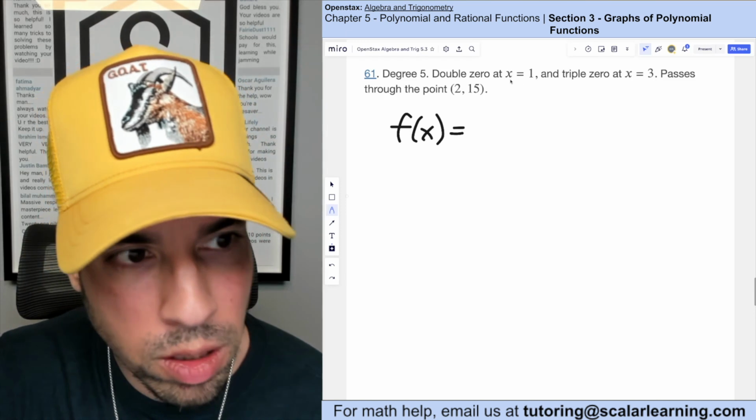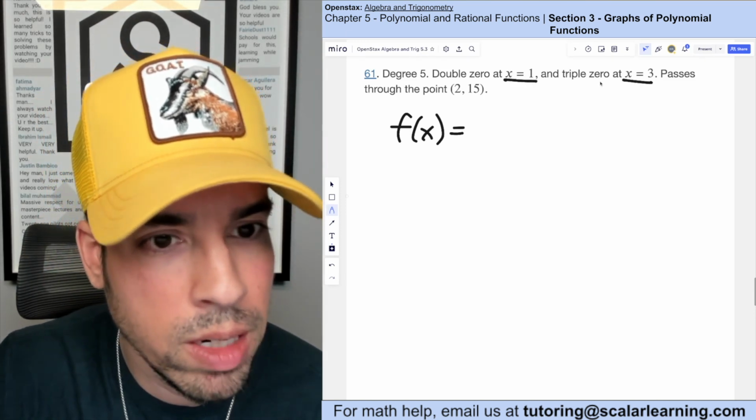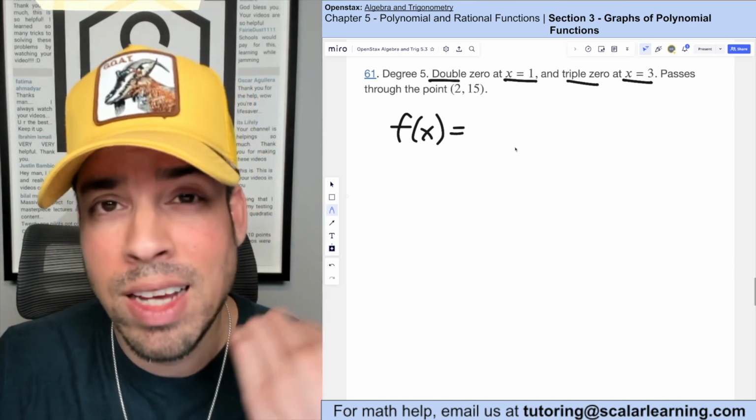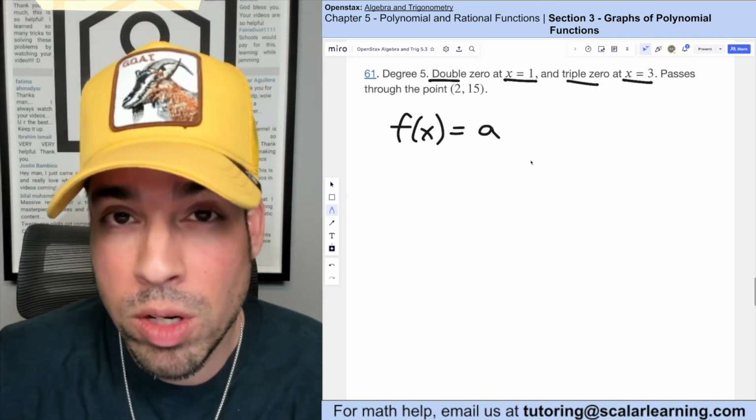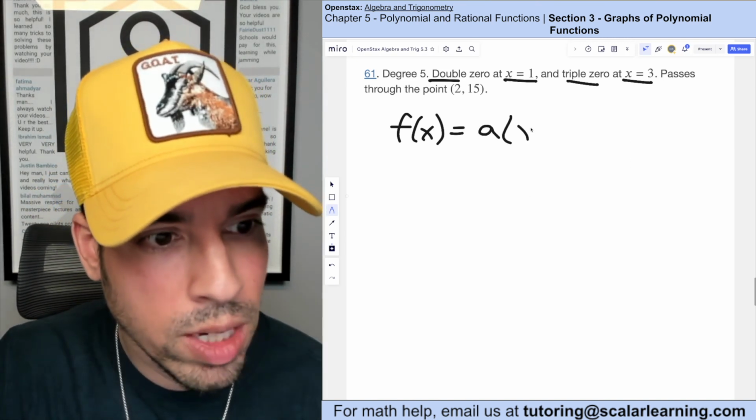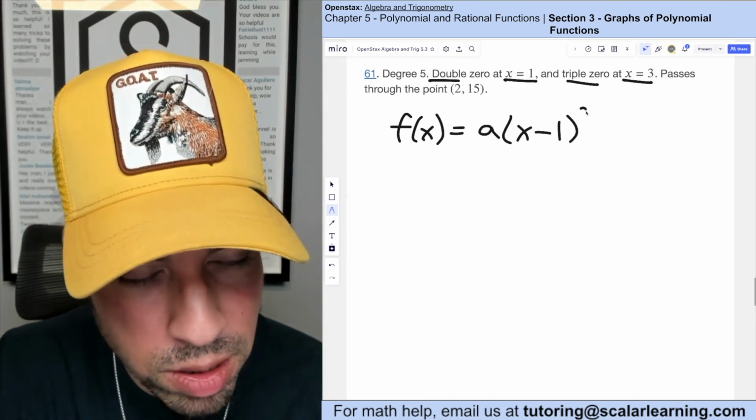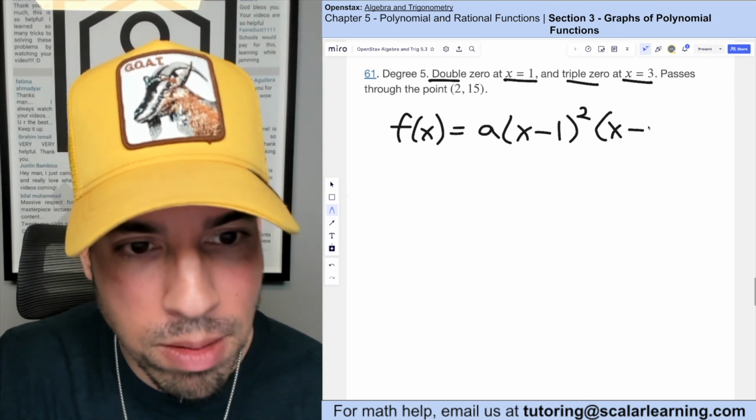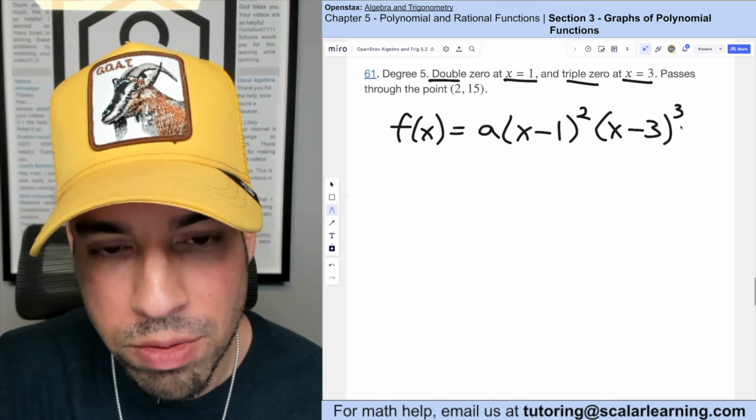So for this one, we're going to start and look at these zeros. So I got 1 at 1, 1 at 3, and they're saying it's a double zero here and a triple zero here. That's going to relate to the multiplicity. So again, we have a constant that we don't know what it is, an a value. Then we got our x minus 1. They said that's a double zero. That means a multiplicity of 2 or an exponent of 2. And a triple zero at x minus 3, right? We take that 0, we subtract it. So then we got an exponent of cubed here.